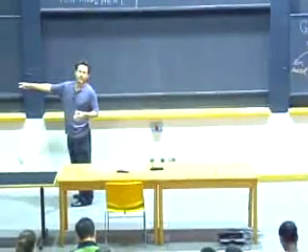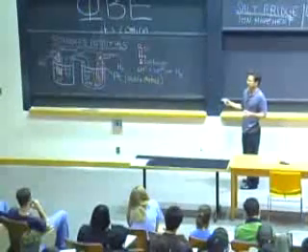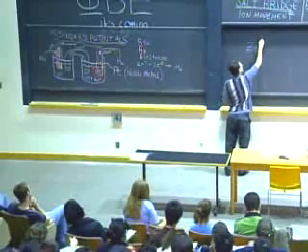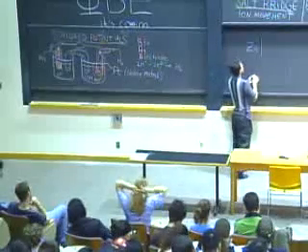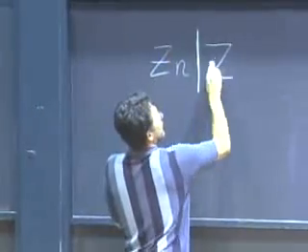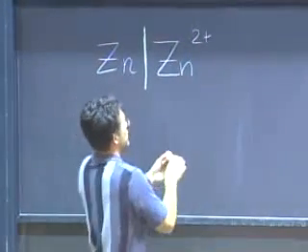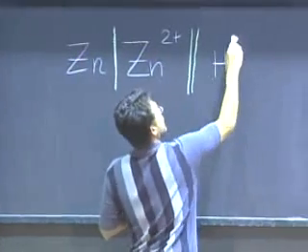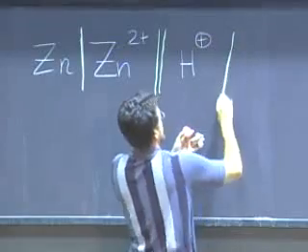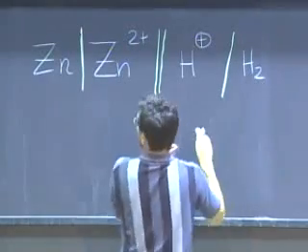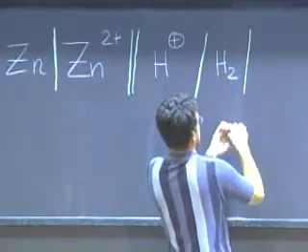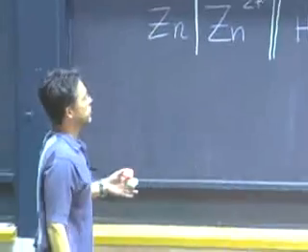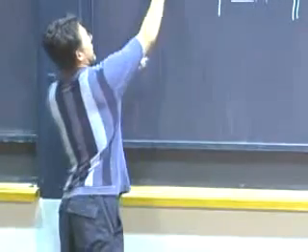There's another way that I can write this cell. And so I'd like to introduce cell notation to you. And that will be like this. We will have zinc, and then a solid line, and then zinc 2 plus, and then a solid double vertical line, and then H plus, another solid vertical line, H2, and then another solid line, and then platinum. Okay, so that's the way I set that up. We could actually add another solid line here and put platinum over here.